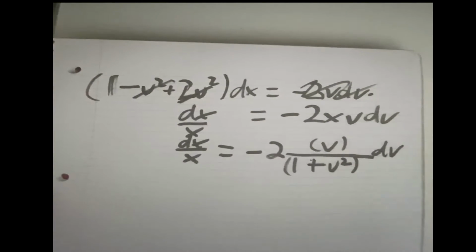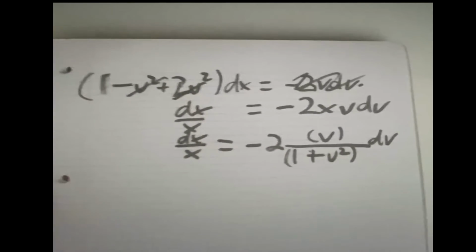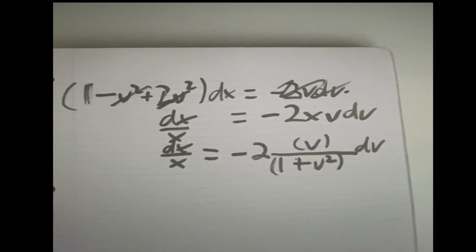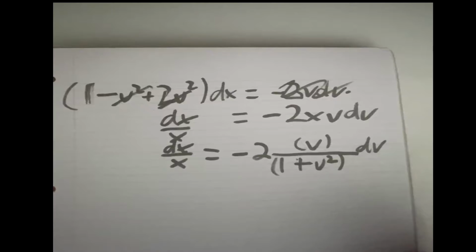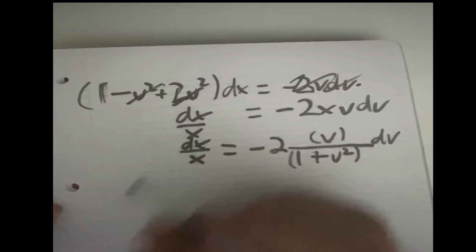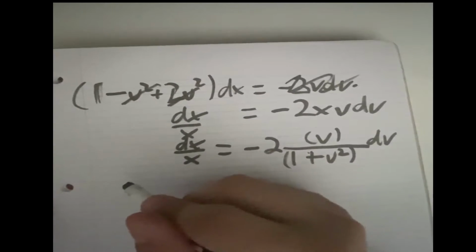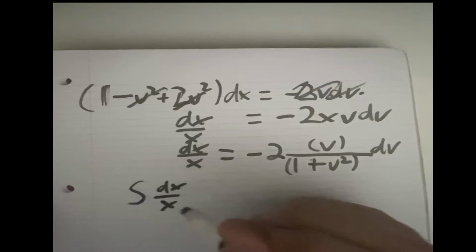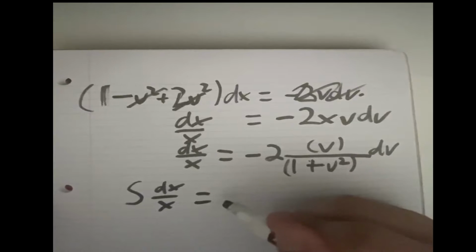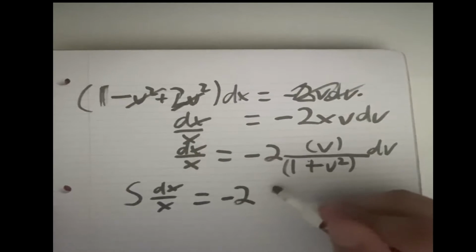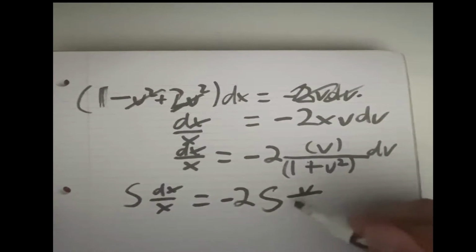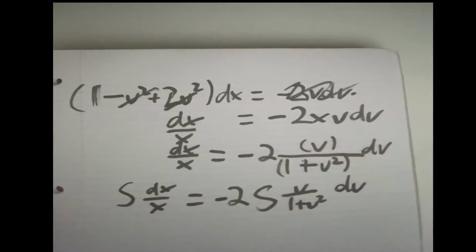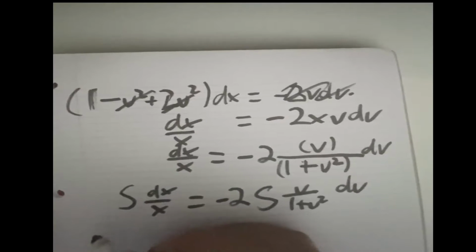Now that we've isolated both terms, we just apply separable differential equations, noticing that we have one side with respect to x and the other side with respect to v. So the next step would be to integrate both sides. We're going to take the integral of dx divided by x is equal to, pulling the constant out in front, the integral of v over 1 plus v squared times dv. And the next step would be to just integrate.